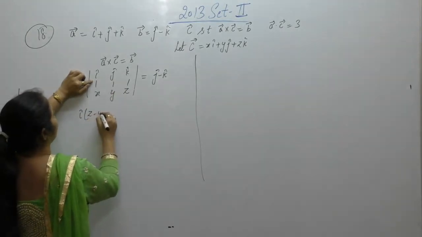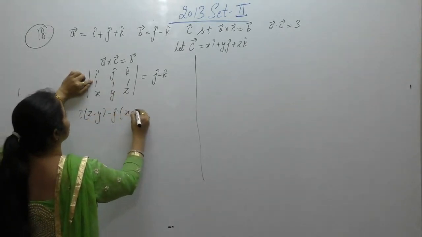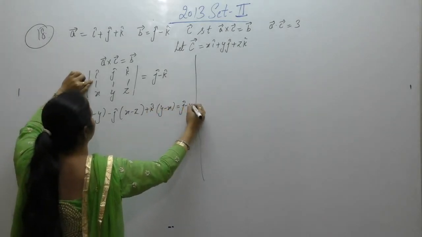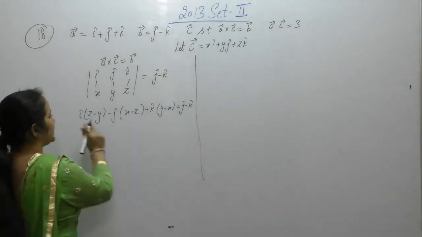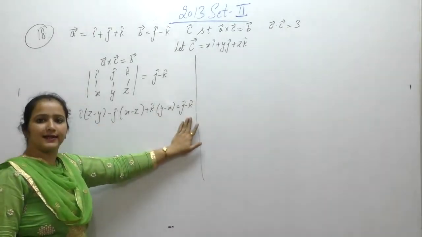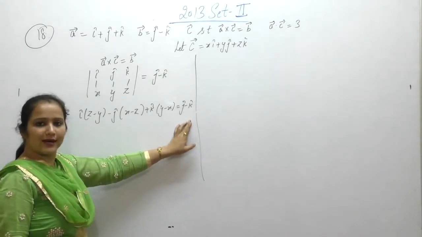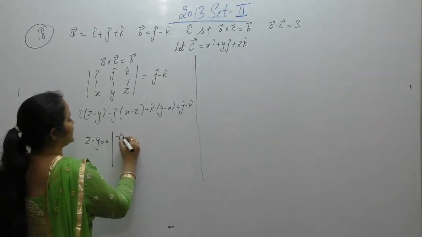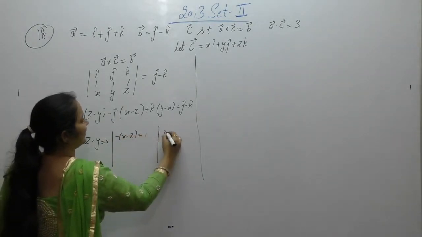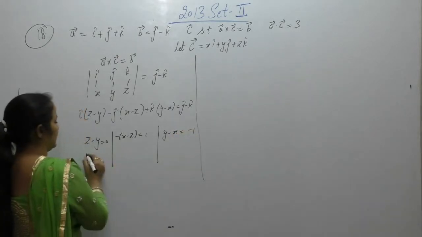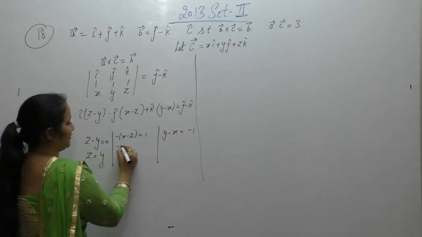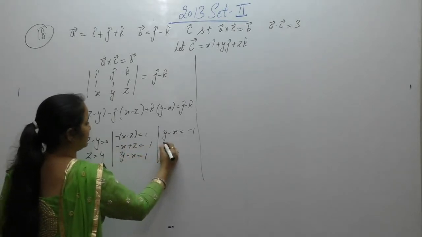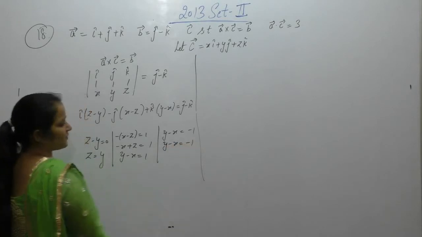(z − y)i − j(x − z) + k(y − x) = j − k. Equate the like components. The i component is not there on the right hand side, so we can write it as 0i. So z − y is 0, −(x − z) is 1 and y − x is −1. Here z is equal to y, so y − x is −1.